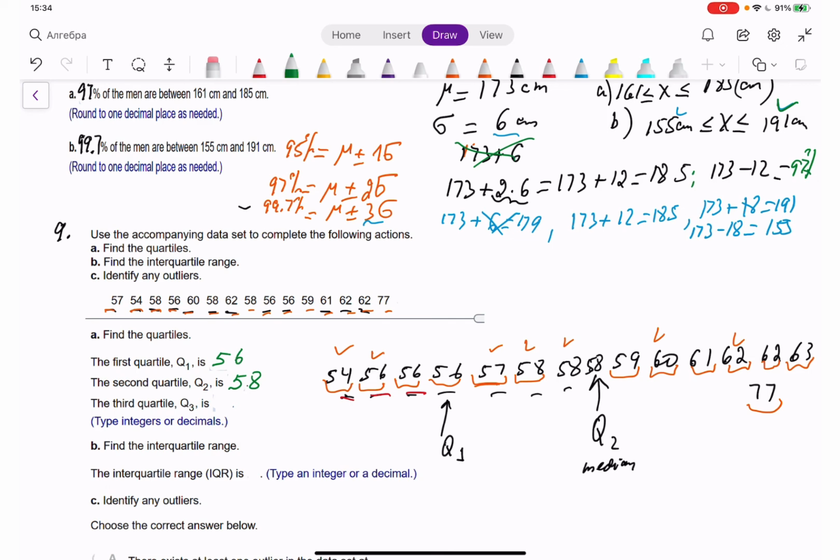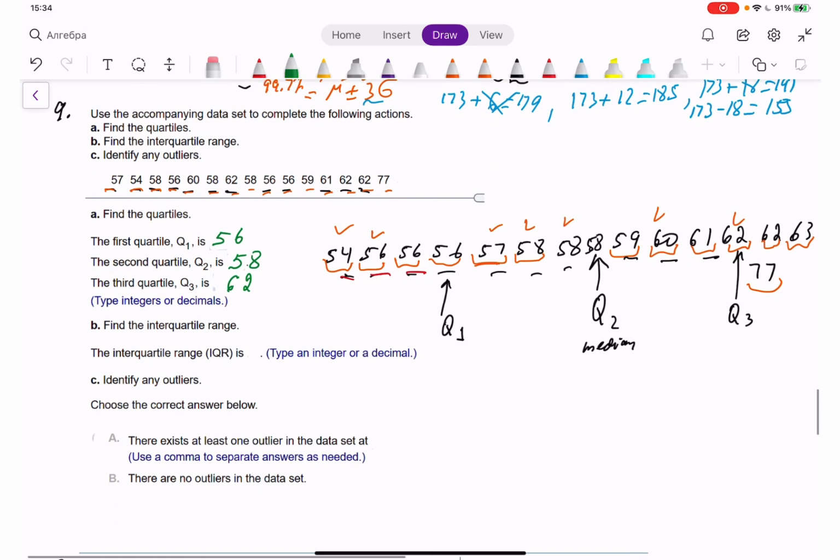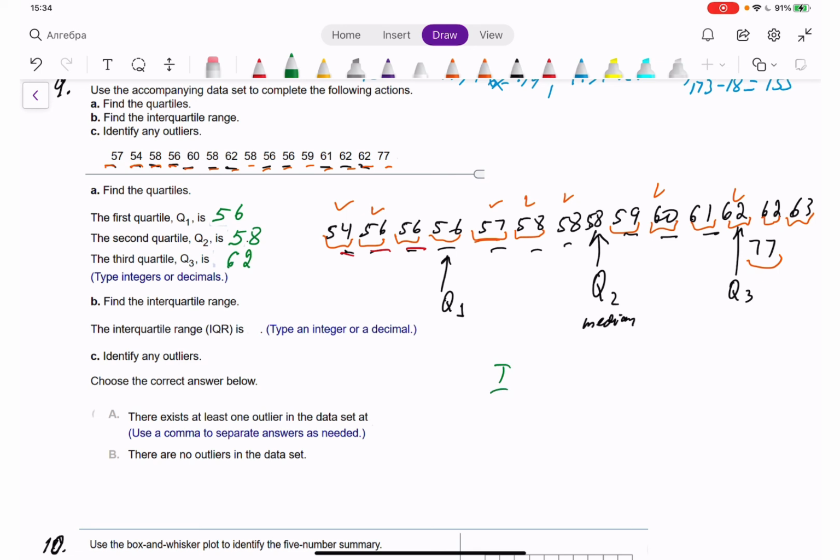And to the right, it's also going to be the fourth one. 1, 2, 3, there we go, the fourth one. This is going to be Q3, 62. Next, we need to find the interquartile range. It is equal to Q3 minus Q1, which is 62 minus 56. It's equal to 6.